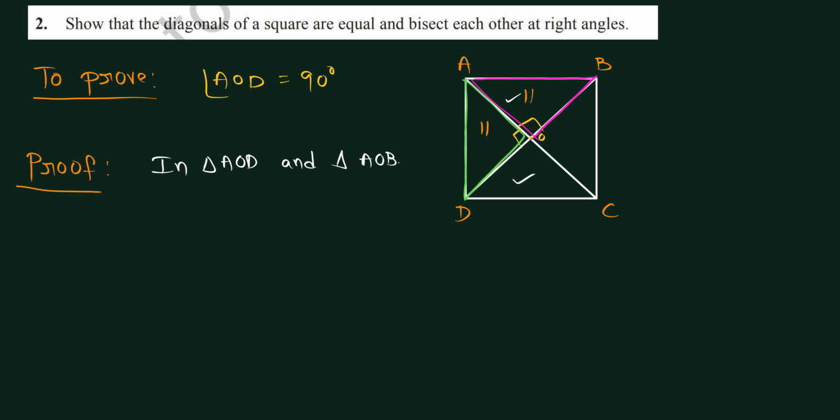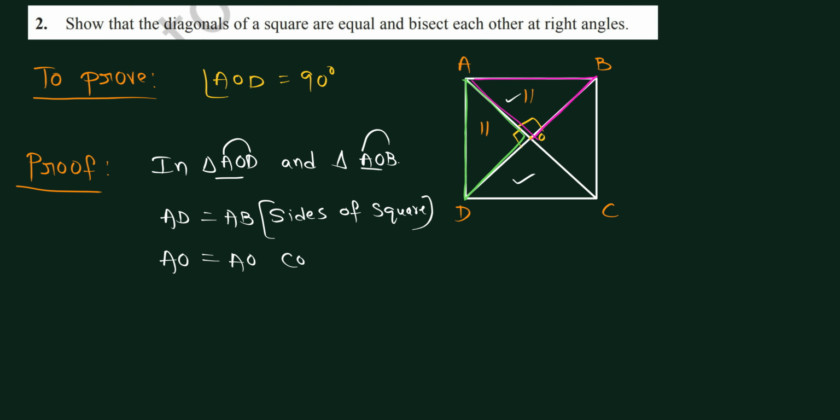Now you tell me, AD is equal to AB. How are these two sides equal? These are the sides of the square. In a square, all sides are equal. One common side is there. What is the common side? AO, not DC. This is the common side between the two triangles. AO is here, AO is also here. AO equals AO, common side.